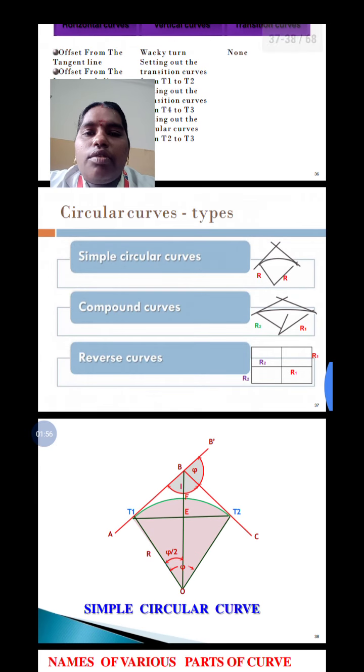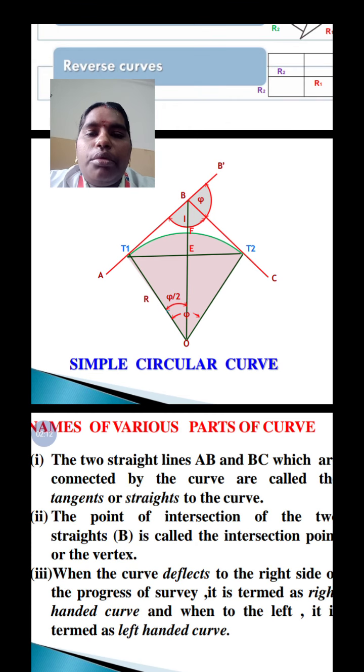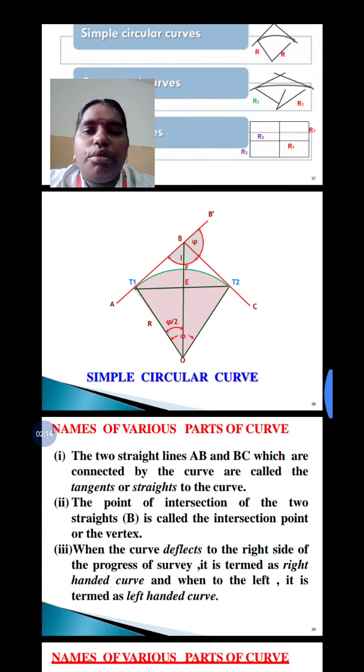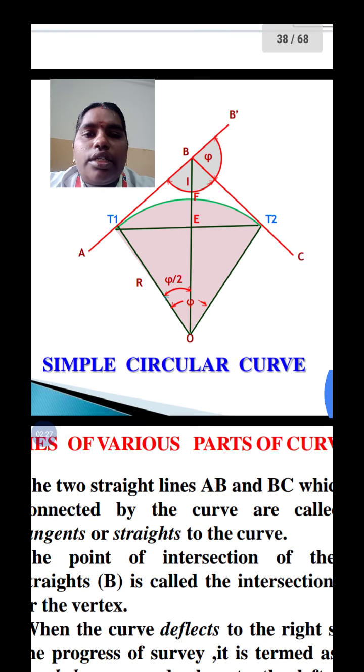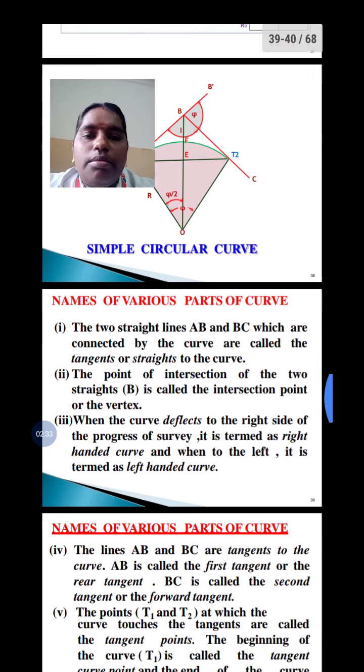First one, circular curve types: simple circular curve, compound curve, reverse curve. This picture shows the simple circular curve. In this picture, T1, T2 are called tangent lines between two roads. A, B, C is the road side. O means origin point. Capital R is the radius of the curve. Pi is the deflection angle. Psi is also the deflection angle. These are the parts of the picture.